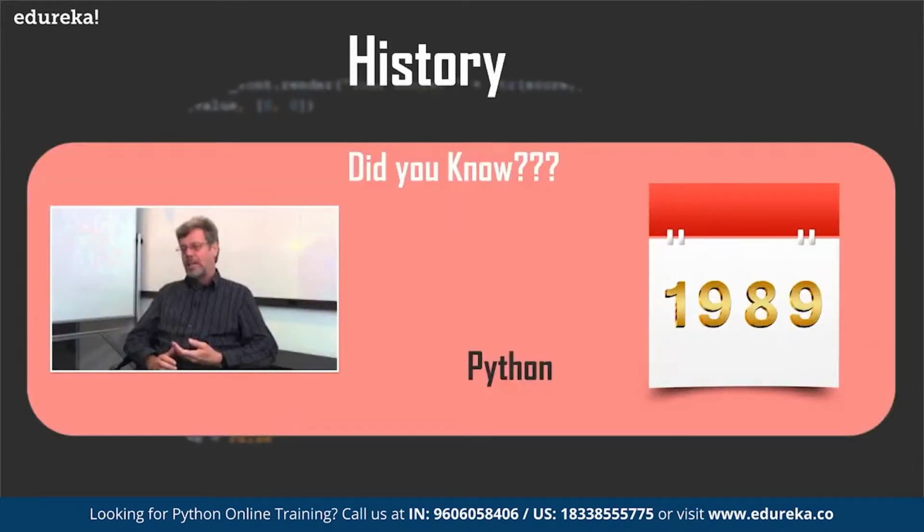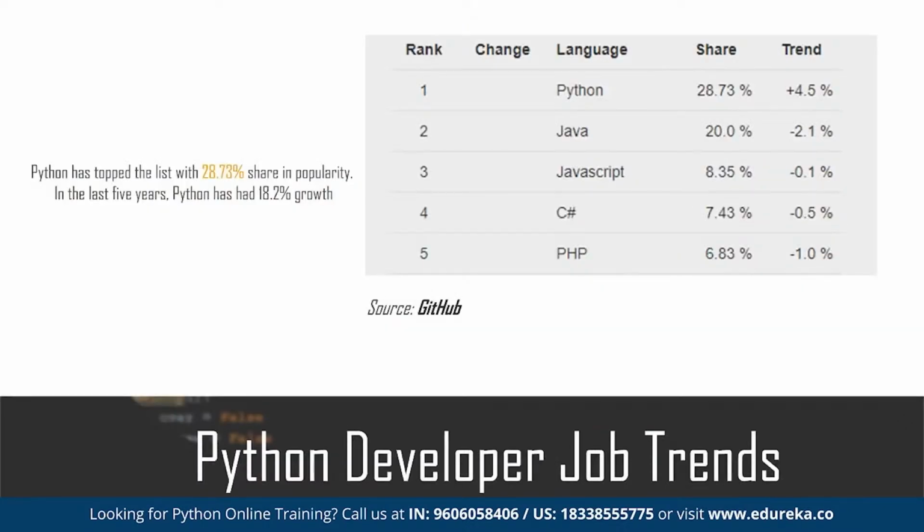This is the guy who created Python, and his name is Guido van Rossum. He created it in 1989. Suddenly, there is a big buzzword coming in for Python, right? Python has topped the list with a 28.73 share in popularity. In the last 5 years, Python has had 18.2% growth, right? So that is what you can see here. And obviously, there are a lot of jobs available as well.